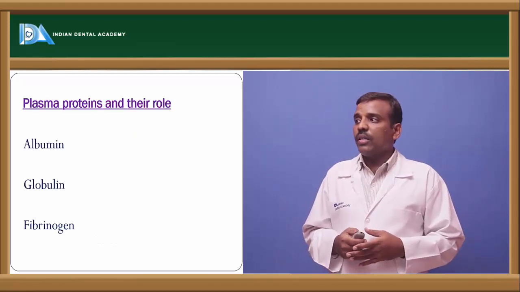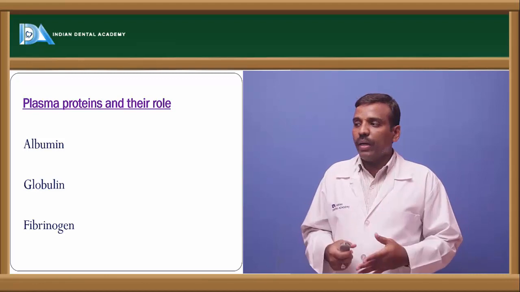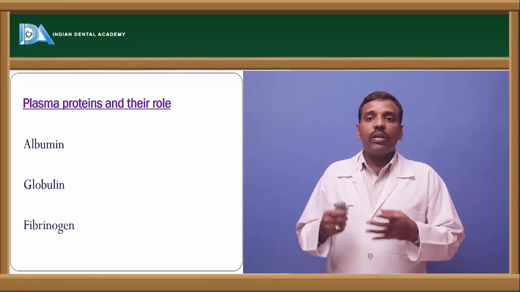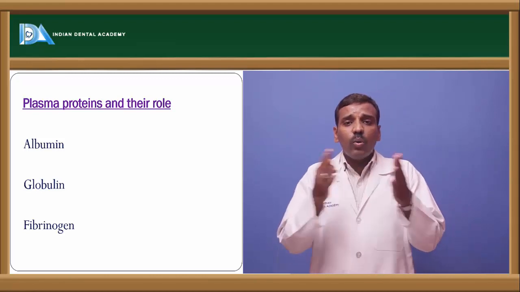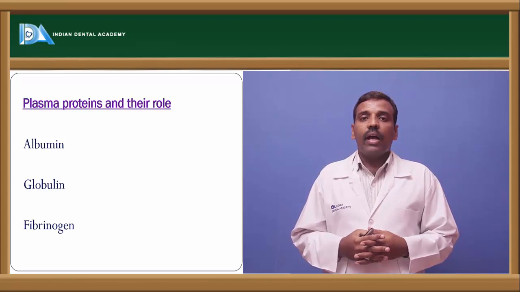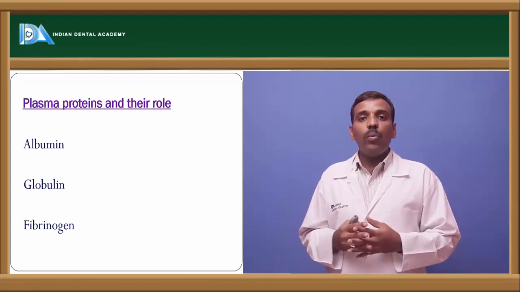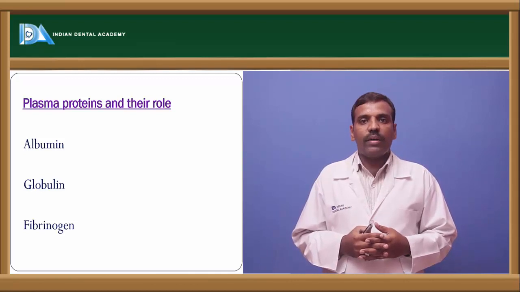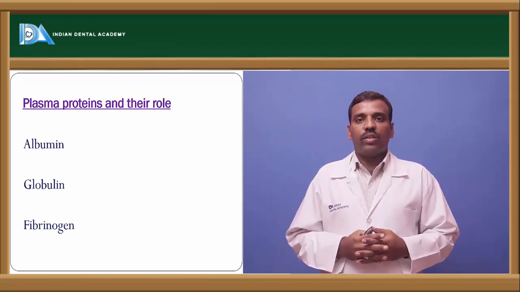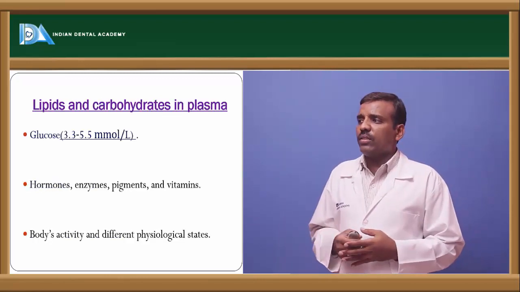Next, the plasma proteins are of three types: albumin, globulin, and fibrinogen. The total protein content is about 7.3 grams per deciliter, the albumins are about 4.6 grams per deciliter, the globulins are about 2.6 grams per deciliter, and the fibrinogen is about 0.3 grams per deciliter. And next are the lipids and the carbohydrates in the plasma.